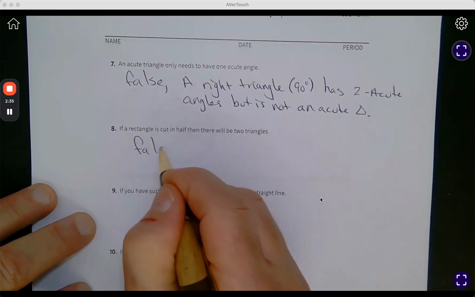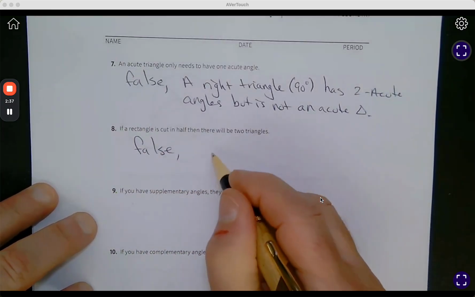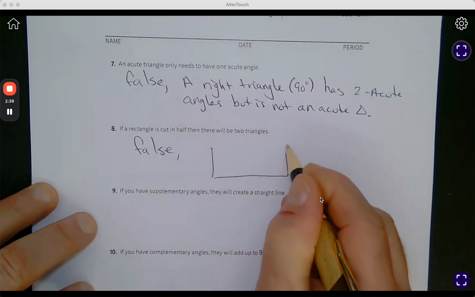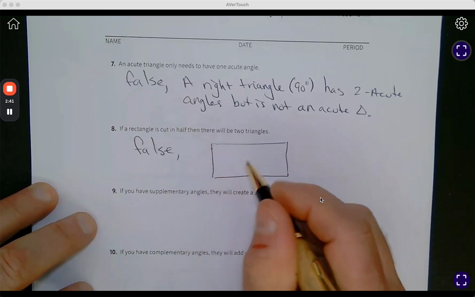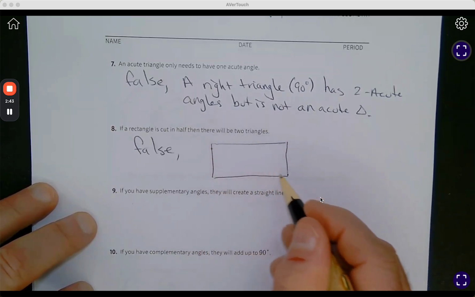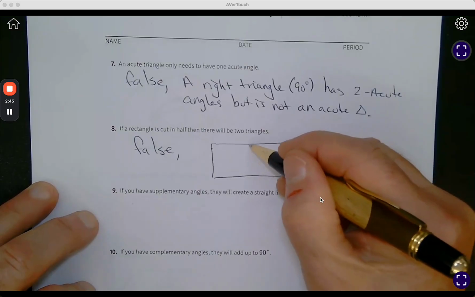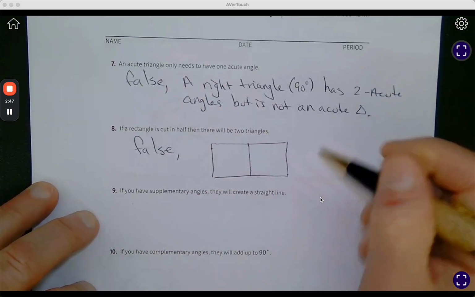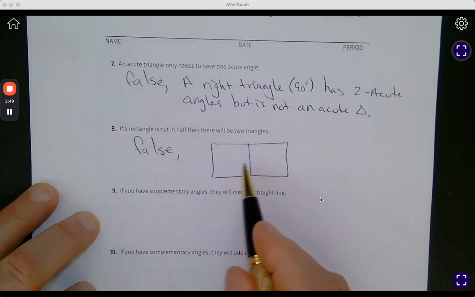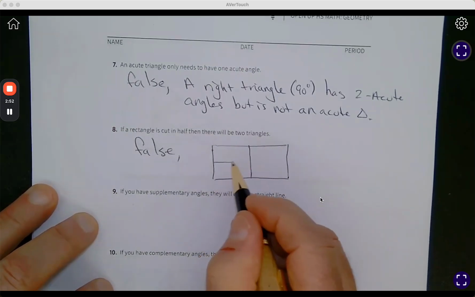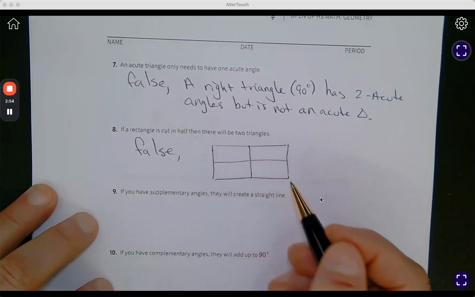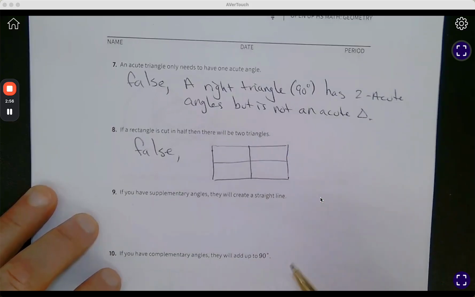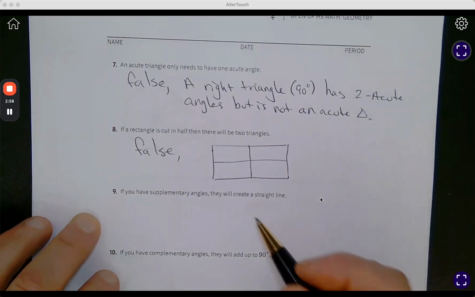If a rectangle is cut in half, then there will be 2 triangles. That's false. Come on, here it is right here. All right, now, if you cut it in half here or here, there would be 2 triangles. But what if I cut it in half there? Are those triangles? No. Or what if I cut it in half there? Would those be triangles? No. So that's a counterexample. All right?